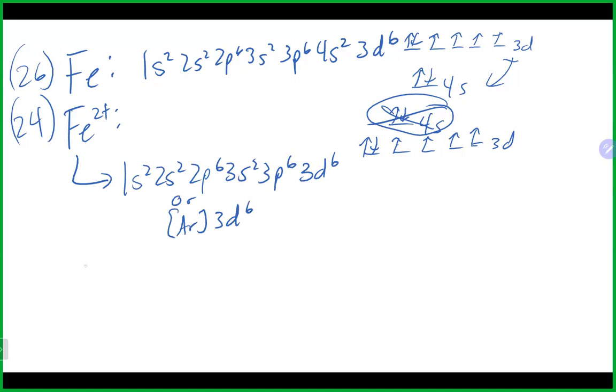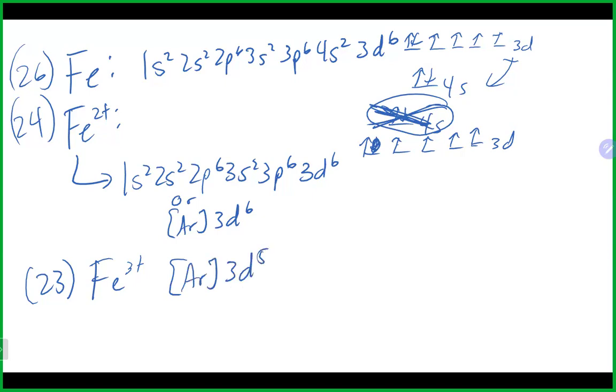What happens if iron made a +3 charge? That would be 23 electrons, right? We already know we're going to get rid of these two, right? Where does the next electron come out of? The next highest in energy would be the d. It will come out of there. And it would end up at argon 3d5.